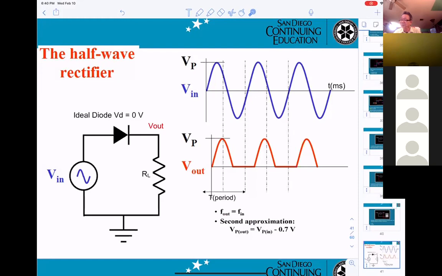Mr. Fan, before you turn this in, on this here, since you have an AC source, on the positive half cycle it's forward bias, and the negative half cycle is reverse bias? Exactly. Okay, thank you.